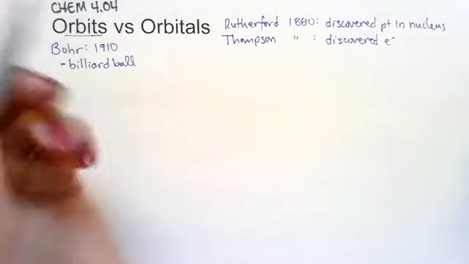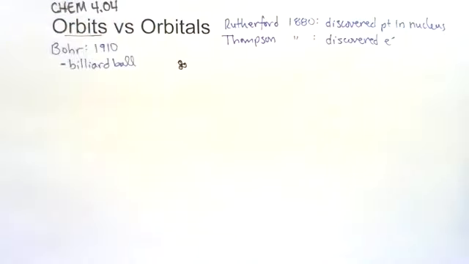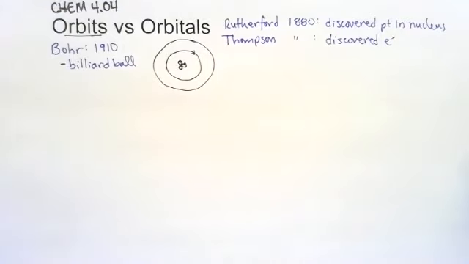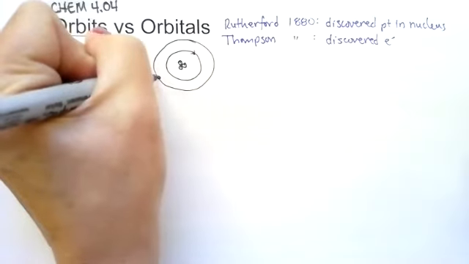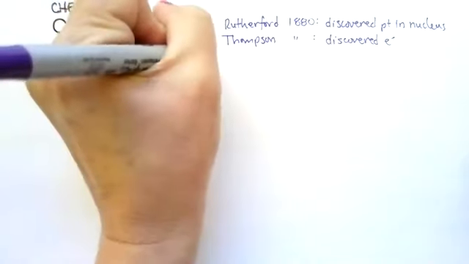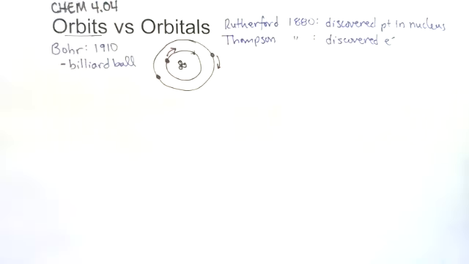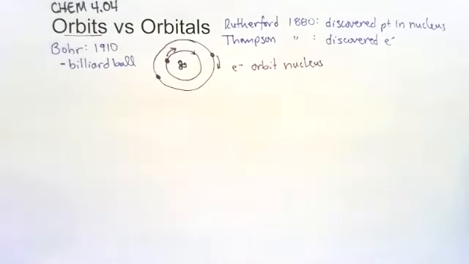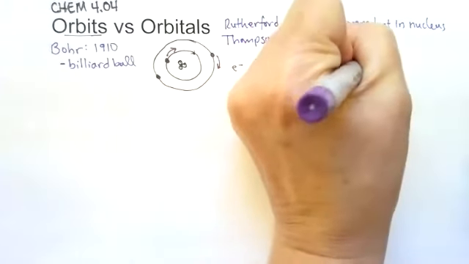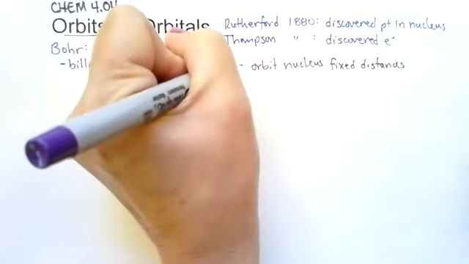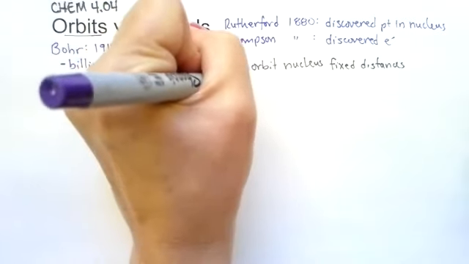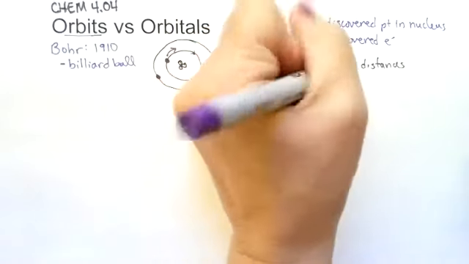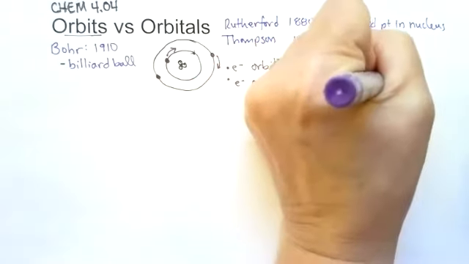So what Bohr said was, let's go over this again. If I've got a nucleus, around that nucleus I have fixed distances called orbits, and electrons, I'm going to make my electrons purple. He said electrons orbit the nucleus at fixed distances. He called those orbits, which made sense. And he also said basically electrons are like tiny marbles, pool balls, planets, whatever you want to think of, but we're talking about particles.